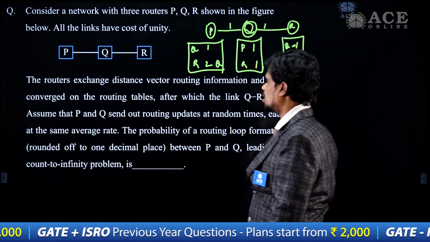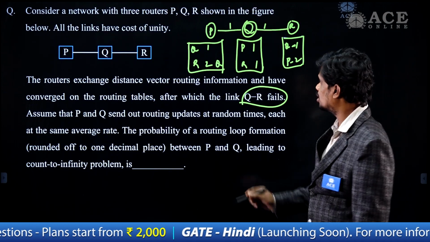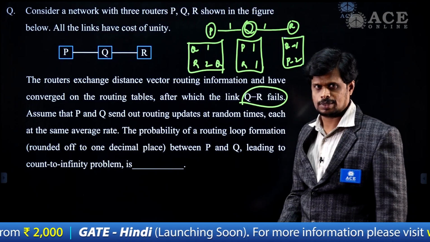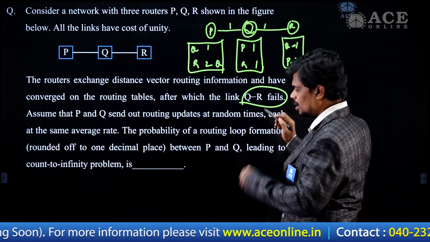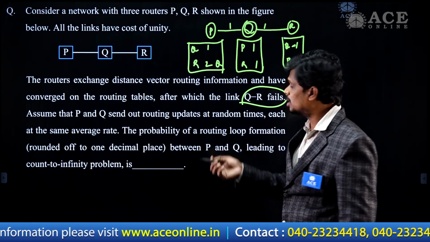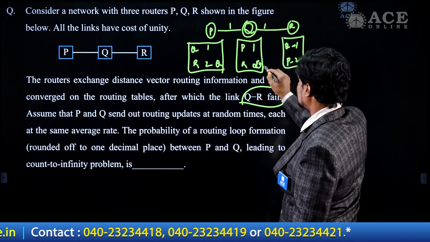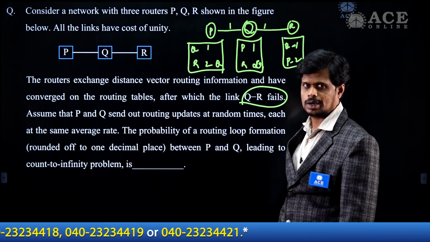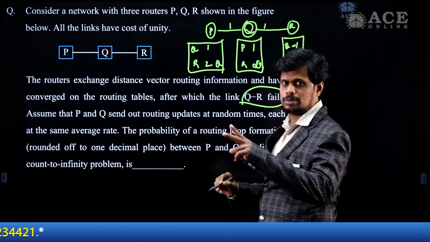change. What is the topological change here? Q and R link is failed. Before this topological change, this is what the routing tables we are having. Now look at who is identifying this failure of this QR link? Q. So immediately this Q updates this R value as infinity, right?